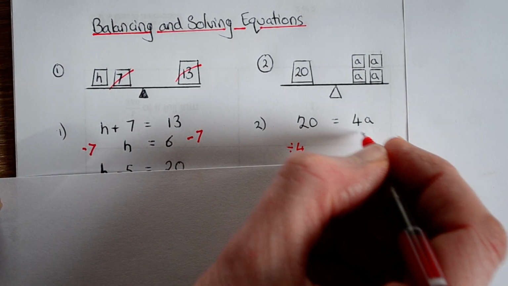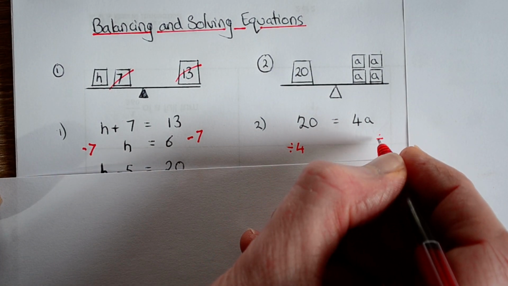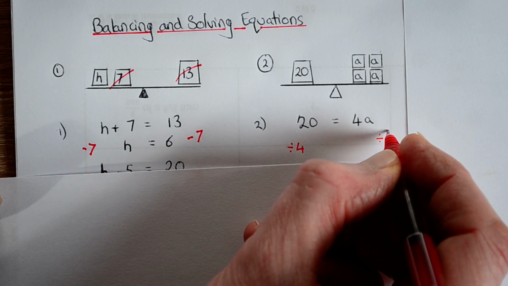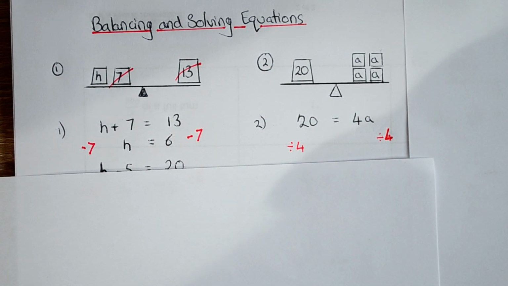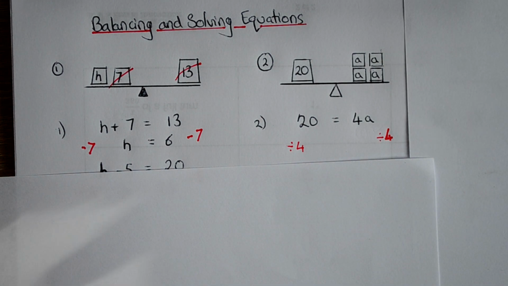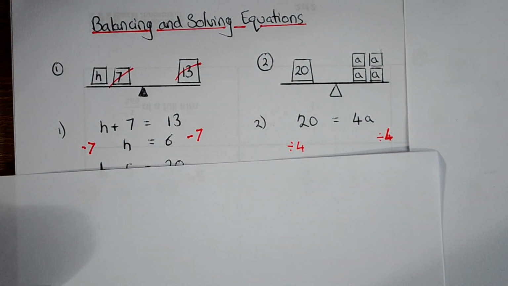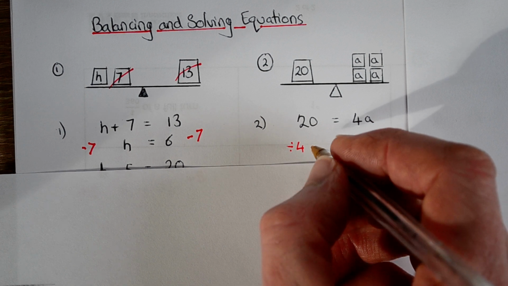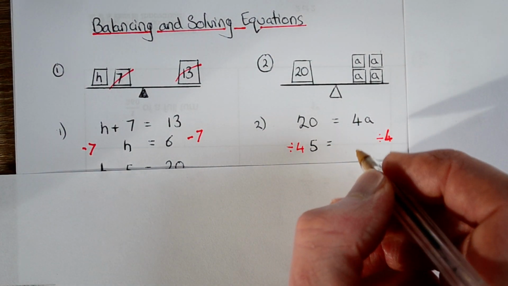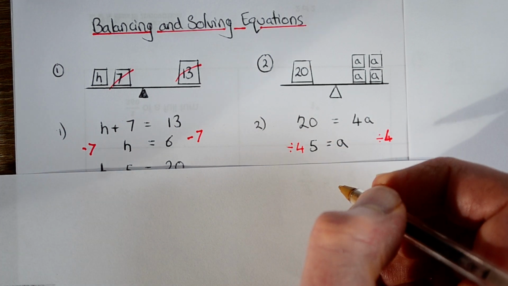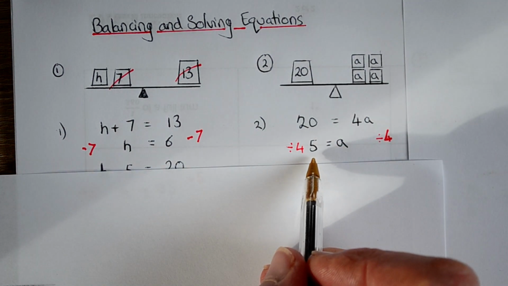Notice that here we've got times by 4. What's the opposite operation of times? That's right, it's divide. So we're doing the opposite operation again, same number. So we want 20 divided by 4. And that cancels out our operation there, just leaves us with a. So our value of a is 5.